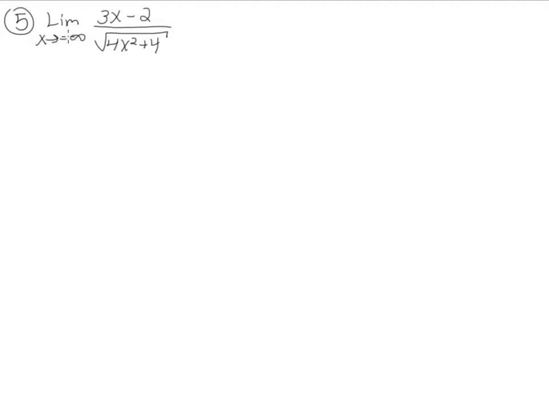For number 5, it's the limit as x goes to negative infinity. So I'm going to use my end-behavior model to determine this problem. So that's 3x in the top and the square root of 4x squared on the bottom. Next thing I'm going to look at is if I simplify this, that's 3x over the square root of 4x squared, which means they occur at the same rate.